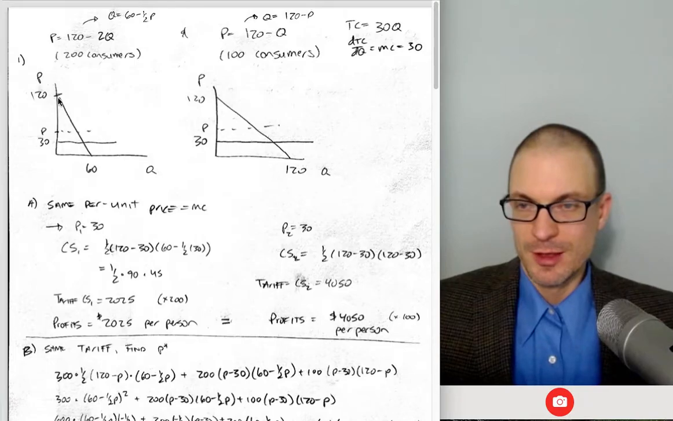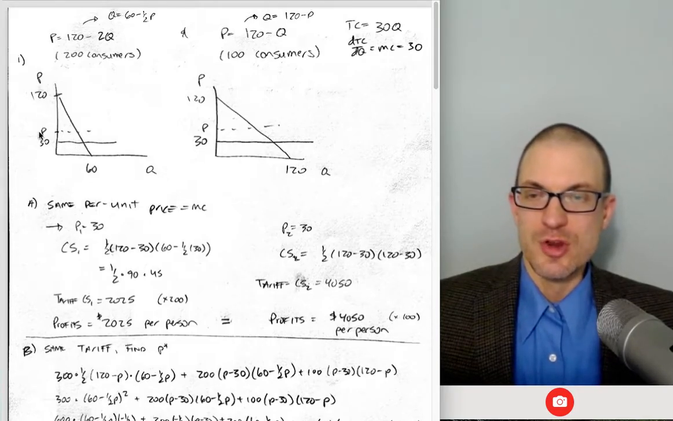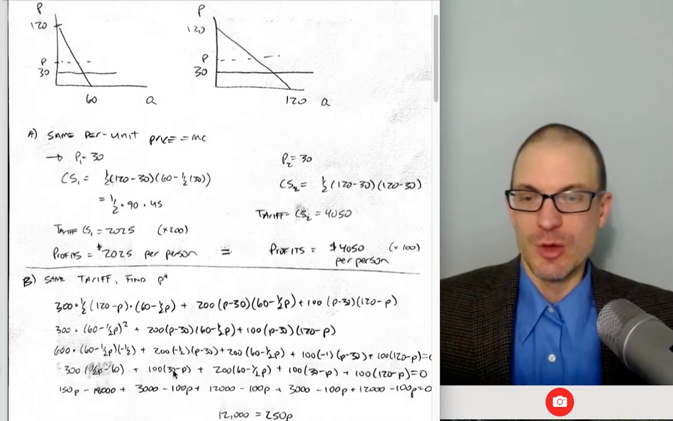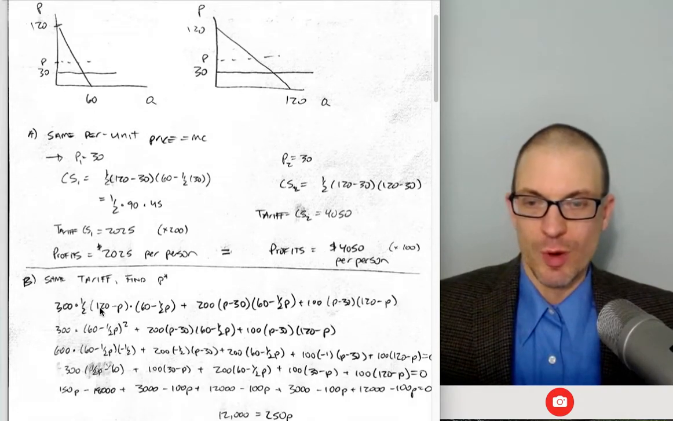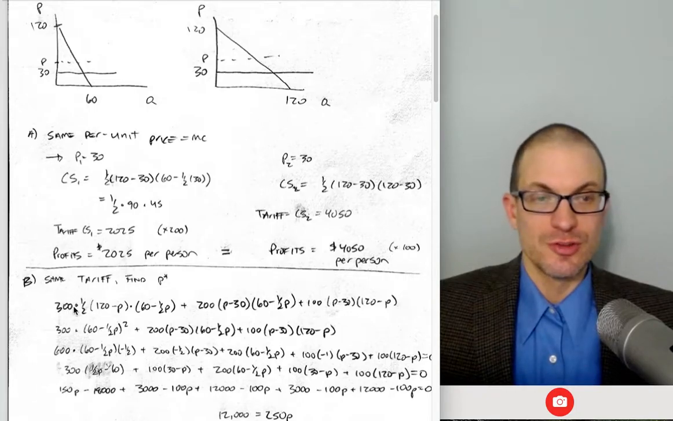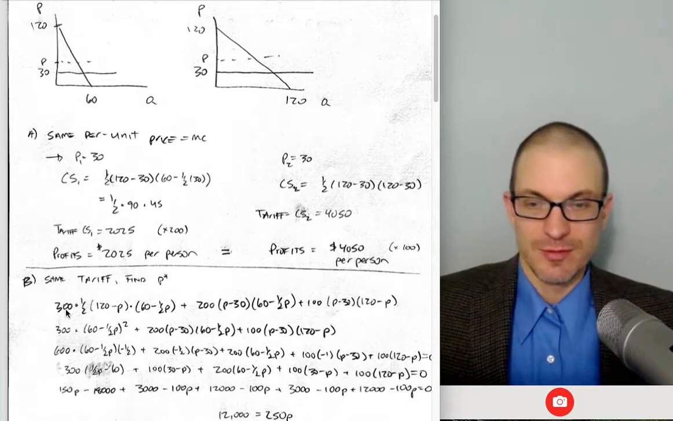So the area of this thing is going to be 120 minus P. Then 60 minus 1/2 P gets me this quantity, noting that the higher this price, the lower the quantity, and vice versa. Anyway, that's this expression right here. It's going to be 1/2 times (120 minus P) times (60 minus 1/2 P). I'm going to get 300 such consumers buying access at that tariff.